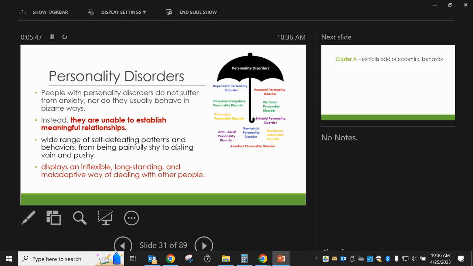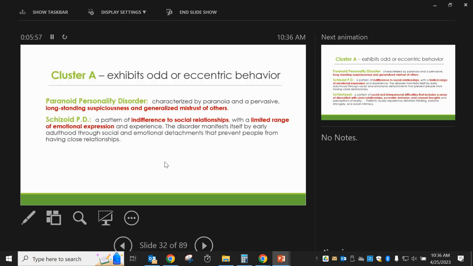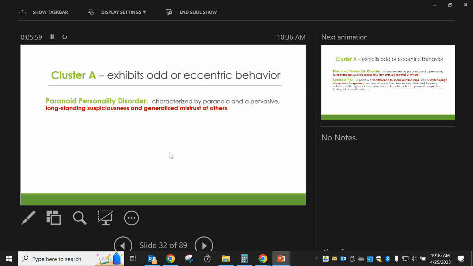Personality disorders, there's a bunch of them, but the key thing is that they have these inflexible, long-standing, maladaptive ways of dealing with others, that they can't establish meaningful relationships. Paranoid disorder, they're basically very mistrusting and suspicious of others. Often they're jealous in their relationships with others.